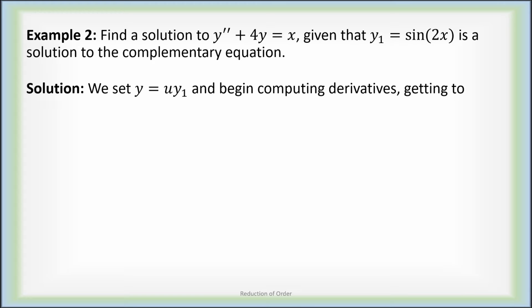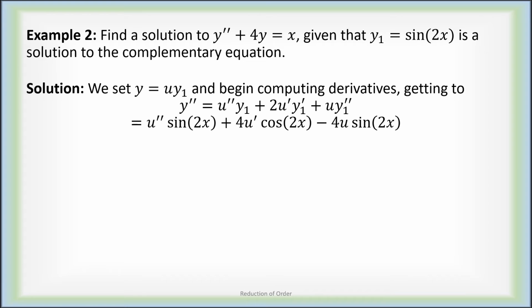So once again, we're going to set y to be equal to some unknown function times y1 and start computing derivatives. So y double prime will end up being u double prime y1 plus 2 u prime y1 prime plus u y1 double prime, okay, which works out to be u double prime sine of 2x plus 4 u prime cos of 2x minus 4u times sine of 2x, just by computing the first and second derivatives of y1.